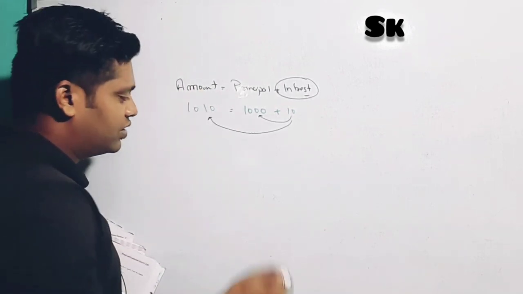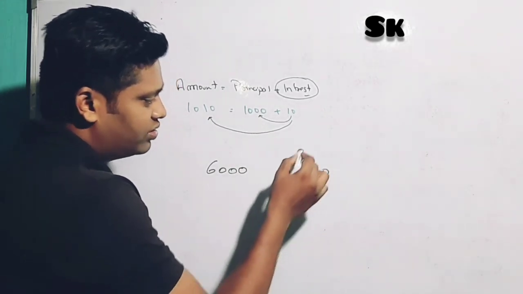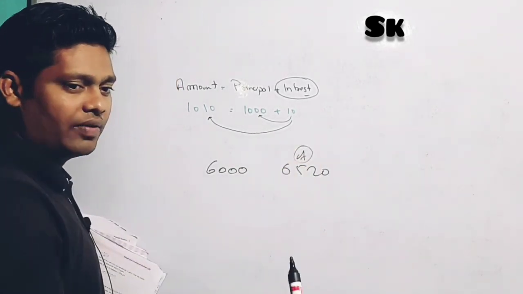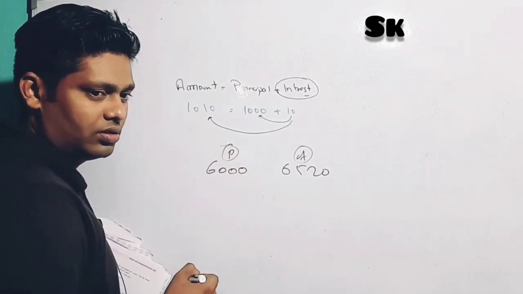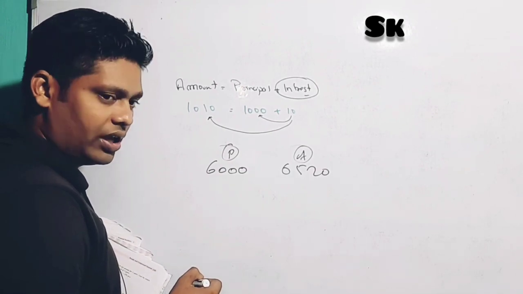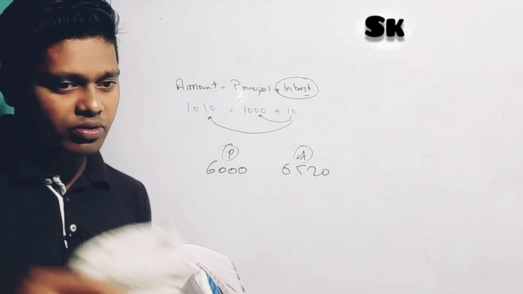If two values they gave you, just like 6000 is there, one is 6520. So this is amount clearly, the bigger value. Okay, and this one will be principal. Okay, understood? We'll do sums, then it will be clear for you. Now understood up to here, na? Okay.